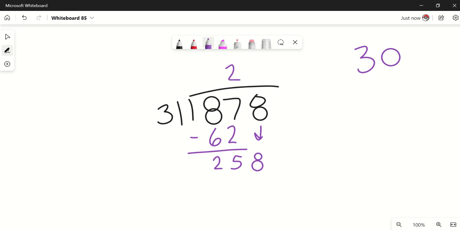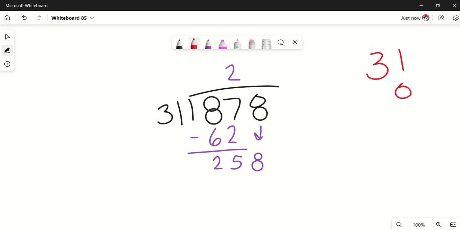258 we would probably round down to 250. This is where we're going to go ahead and ignore the zeros and think, how many times do we think 3 can go into 25? Now, I know 3 times 8 equals 24. So let's guess and check to see what 31 times 8 would be, and see if we're anywhere close.